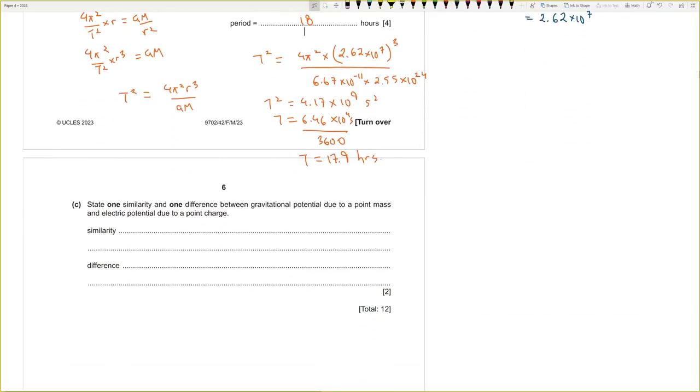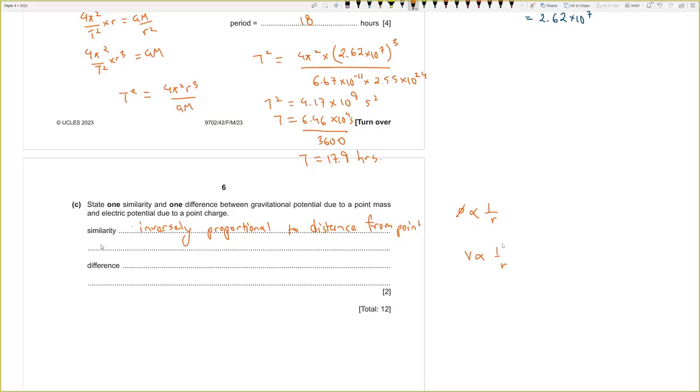State one similarity and one difference between gravitational potential due to a point mass and electric potential due to a point charge. Okay, so for similarity, you actually have three options. You can state that both the gravitational potential phi and the electric potential V are inversely proportional to R, the distance from a certain point.